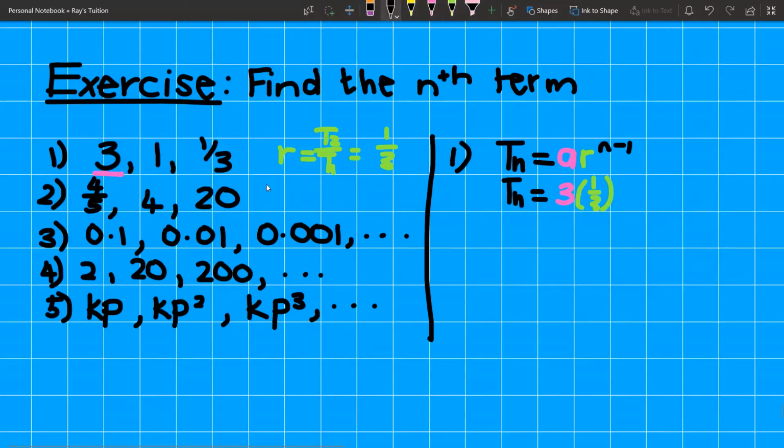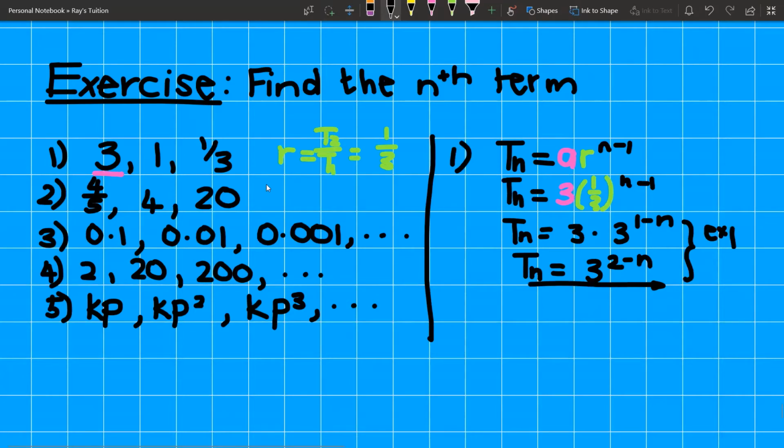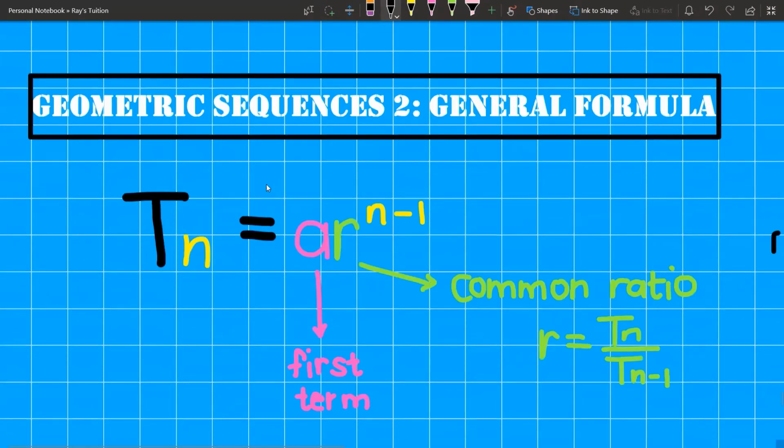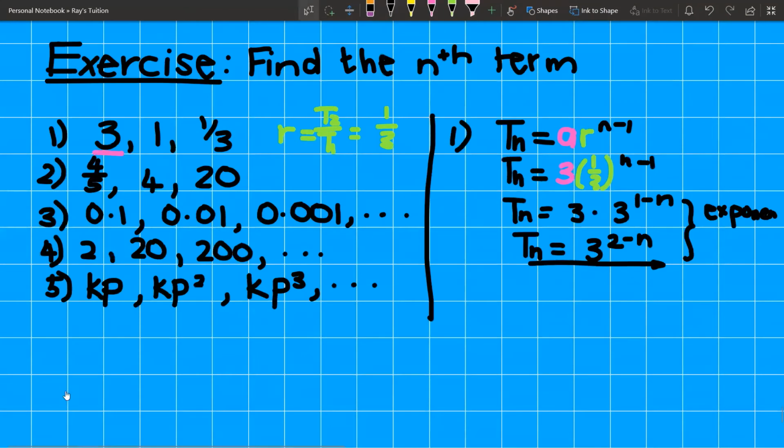And that is to the power of n minus 1. If you'd like, you could use your exponent laws to simplify it further. So this is 3 times 3 to the power of 1 minus n, by taking the 3 to the numerator and changing the sign. And then finally, this simplifies to 3 to the power of 2 minus n once we use our exponent laws. Please go over your exponent laws so that you know how to solve those.